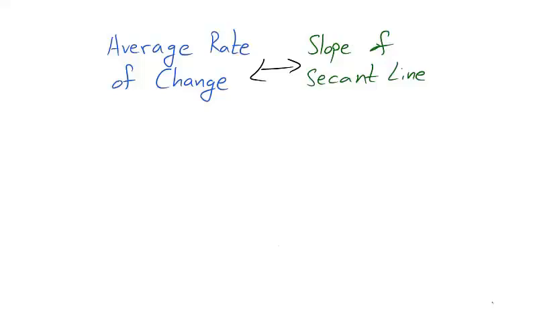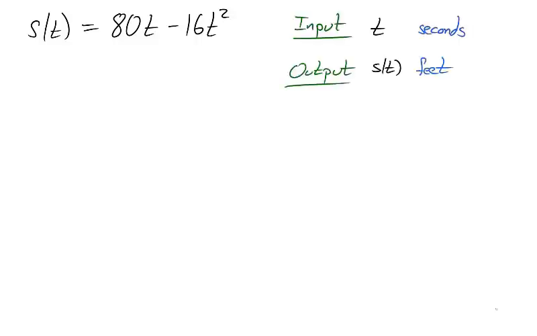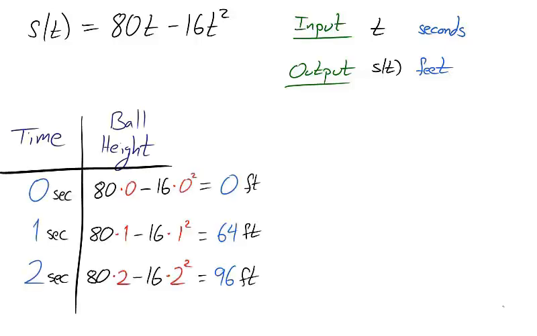We've now connected secant lines to an average, but why does the word average appear in the average rate of change? We can best answer this with an example. Suppose s represents the height of a ball, in feet, once it has been launched at time 0. The function has input t in seconds and output s in feet. Let's calculate the heights at times 0, 1, and 2 seconds after the ball has been thrown.